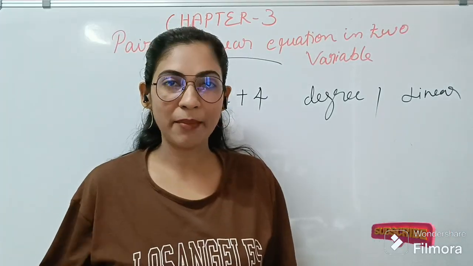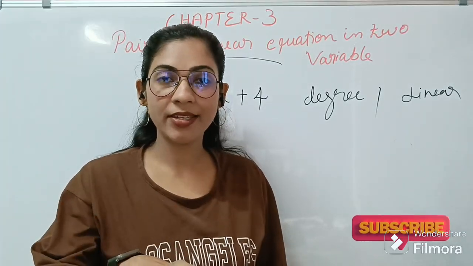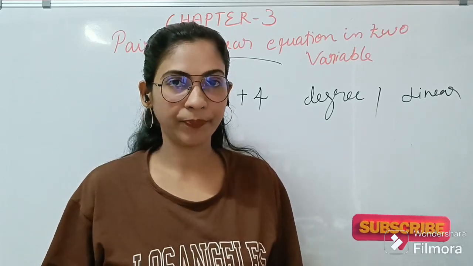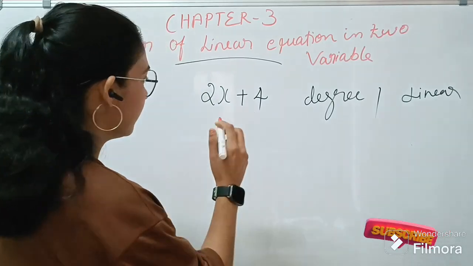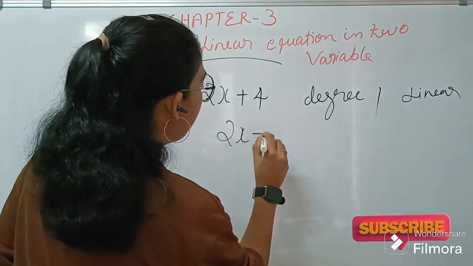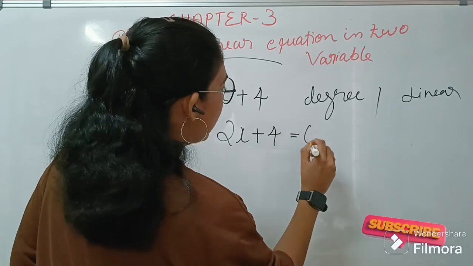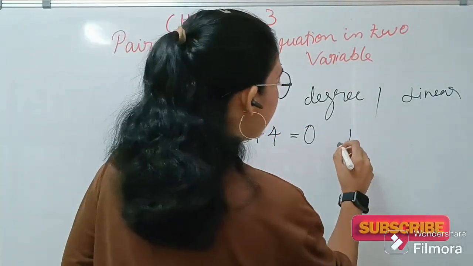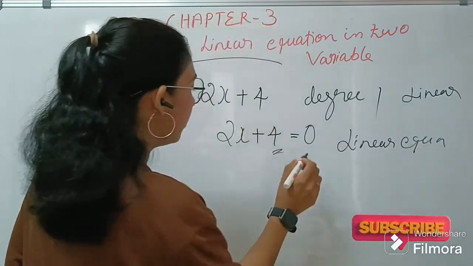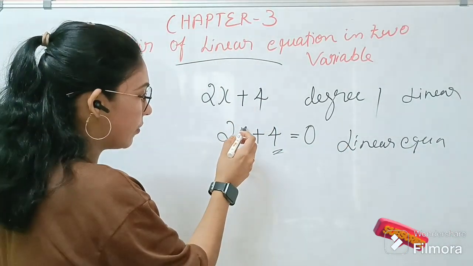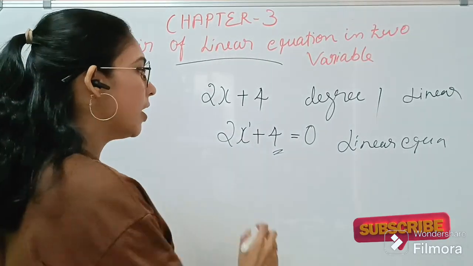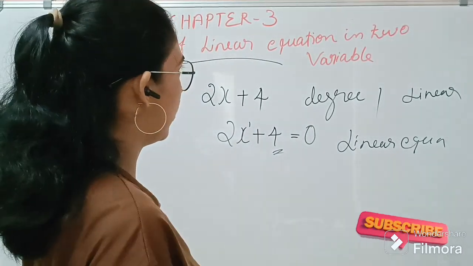Then what is a linear equation? A linear equation is a mathematical expression in which the variable term has a power of 1. Okay, is it clear? So, 2x plus 4 is equal to 0 and this is said to be a linear equation. Here the constant term is there and this is a variable term which has a power 1. Okay, then it is a linear equation.